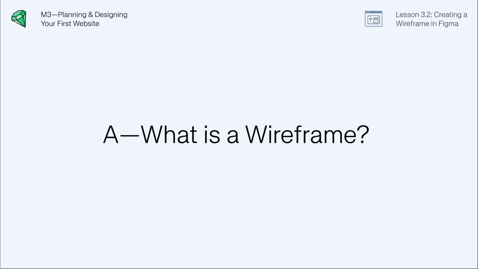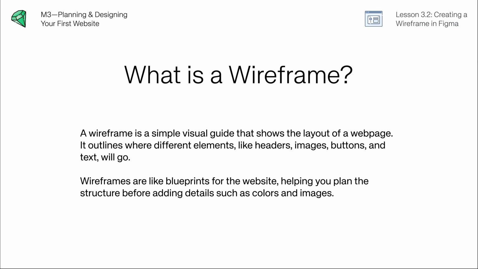But first, I want to explain what a wireframe is so you can clearly understand the concept. A wireframe is a simple visual guide that shows the layout of a web page. It outlines where different elements like headers, images, buttons, and text will go. Wireframes are like blueprints for the website, helping you plan the structure before adding details like colors and images. This way, we can focus on the layout and functionality of the website without getting distracted by design elements.